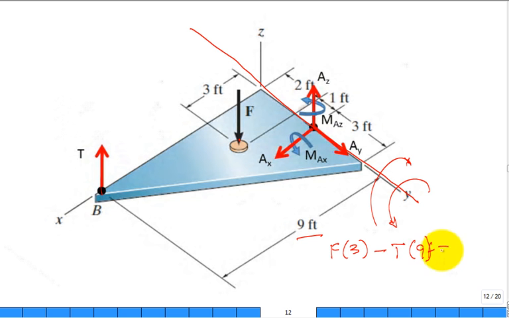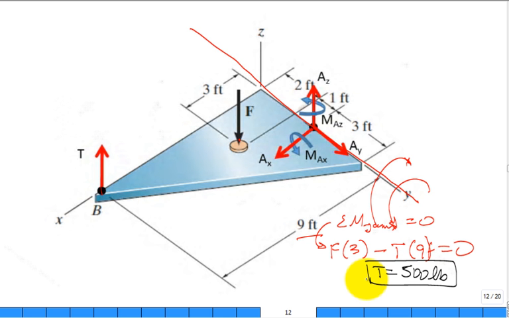Now what I should have done is I should have said my equation is that the sum of the moments around the y-axis must equal 0 for equilibrium. I should have said that somewhere. And then I said, for this problem, this is what it looks like. Hence, we solve for T. And when you solve for T, what do you get? 500 pounds. True? All right. Whew.